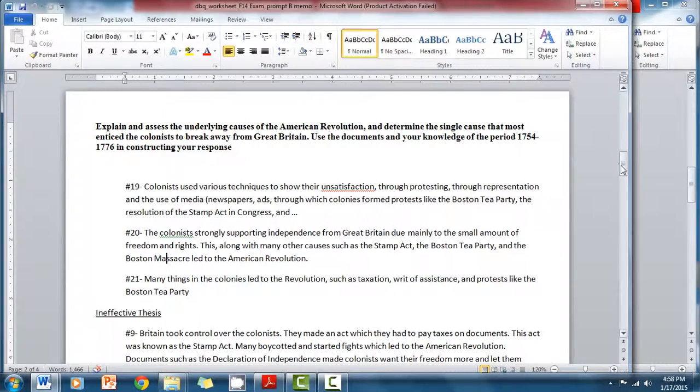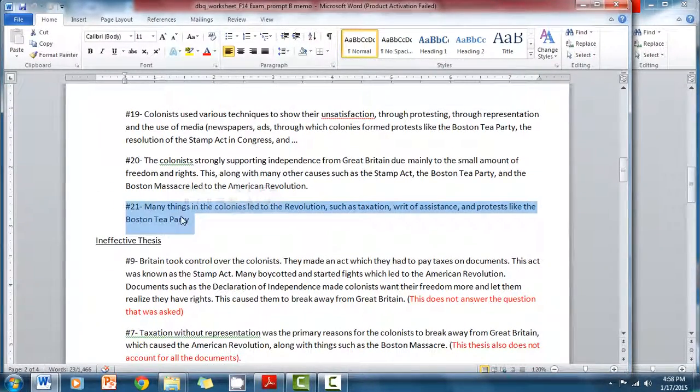And then here, student number 21: many things in the colonies led to the revolution, such as taxation, great, writ of assistance, and protests like the Boston Tea Party. Okay, so writ of assistance is way too detailed, so maybe you could broaden this to something such as unauthorized British surveillance or overbearing governmental supervision, because that's kind of what the writ of assistance does. It allows the government, at their will, to search and seize whatever they deem necessary, because they're trying, in some way, to crack down on the smuggling of sugar.